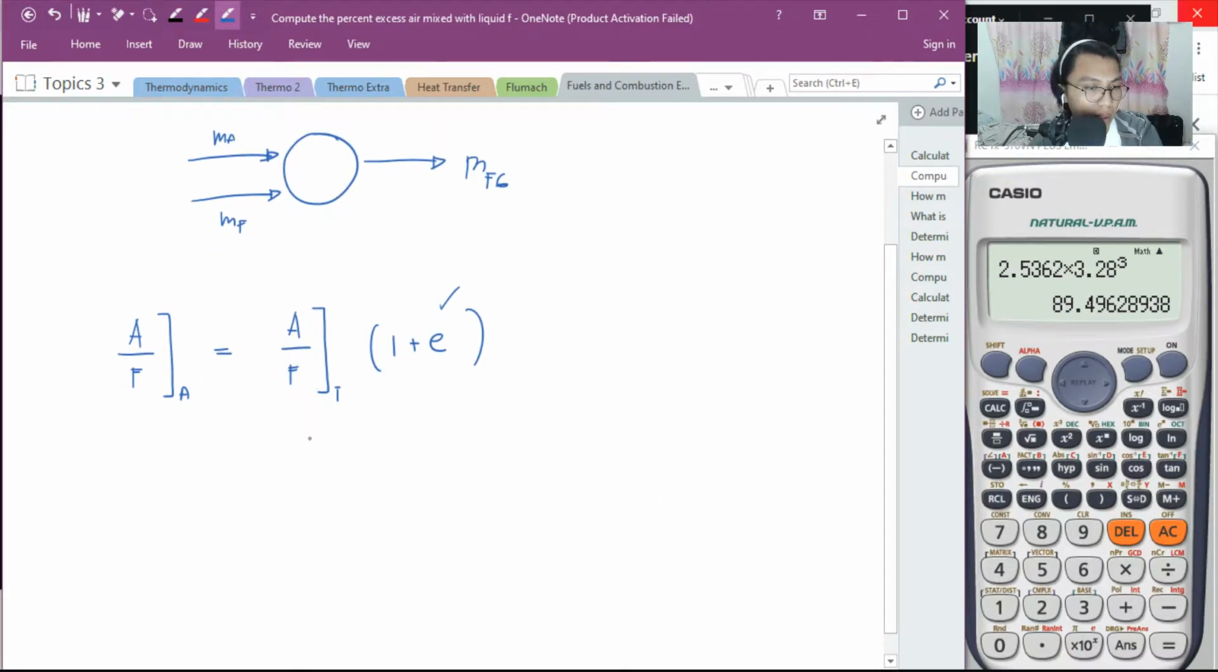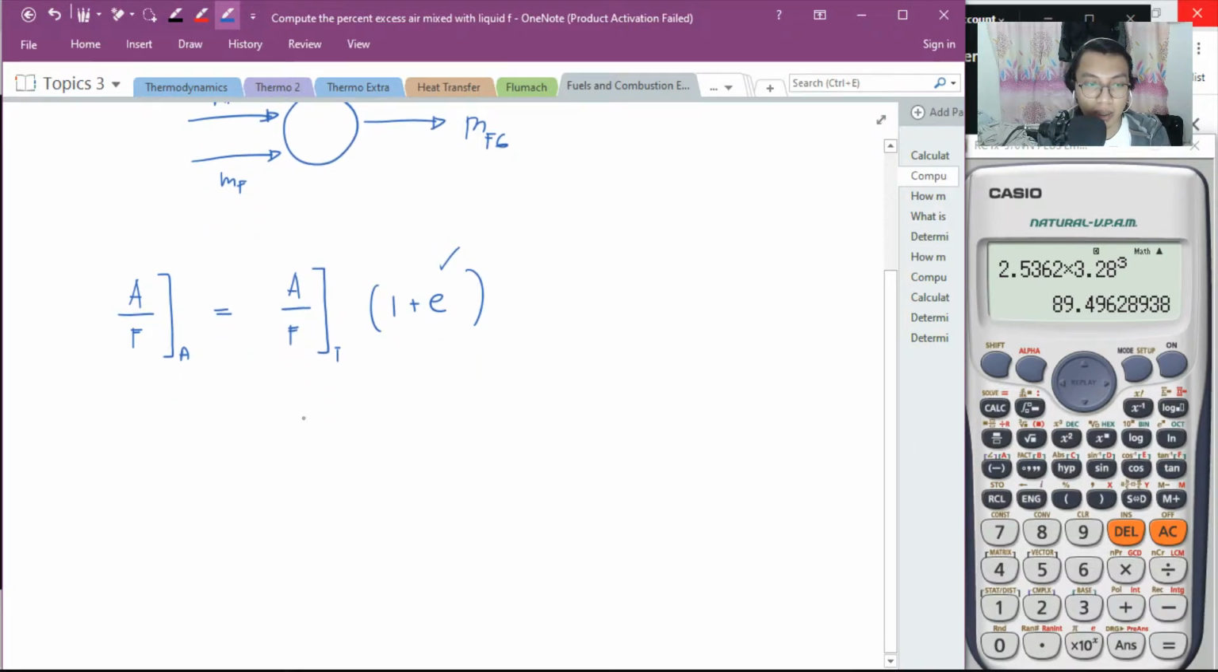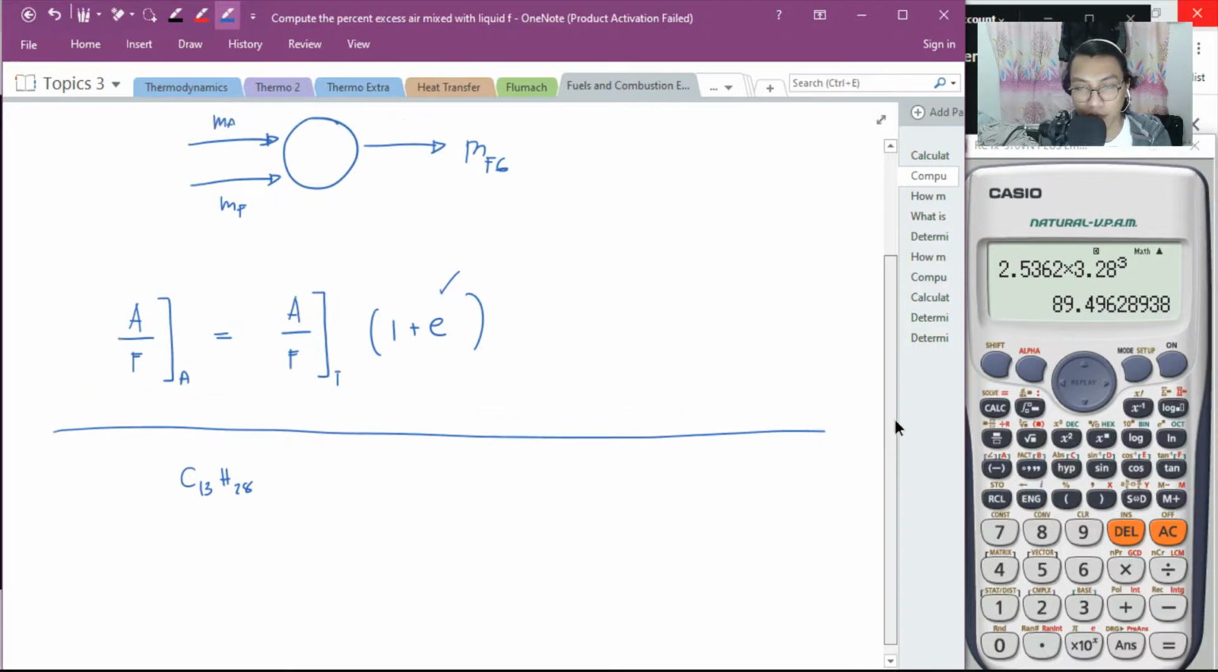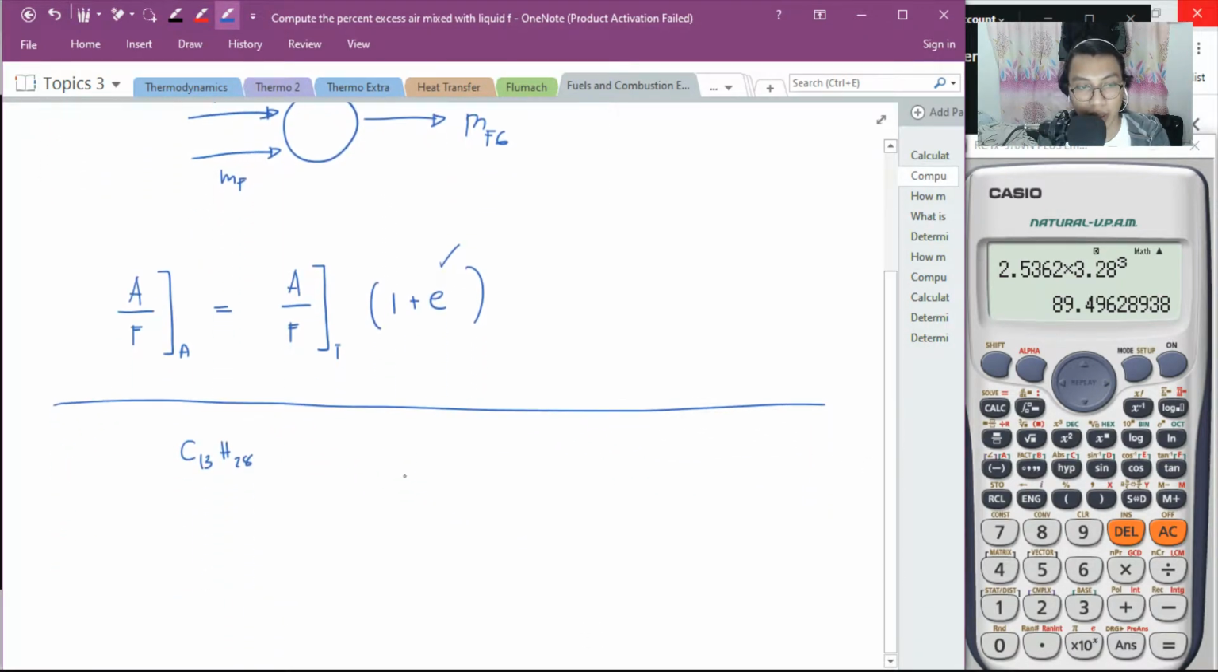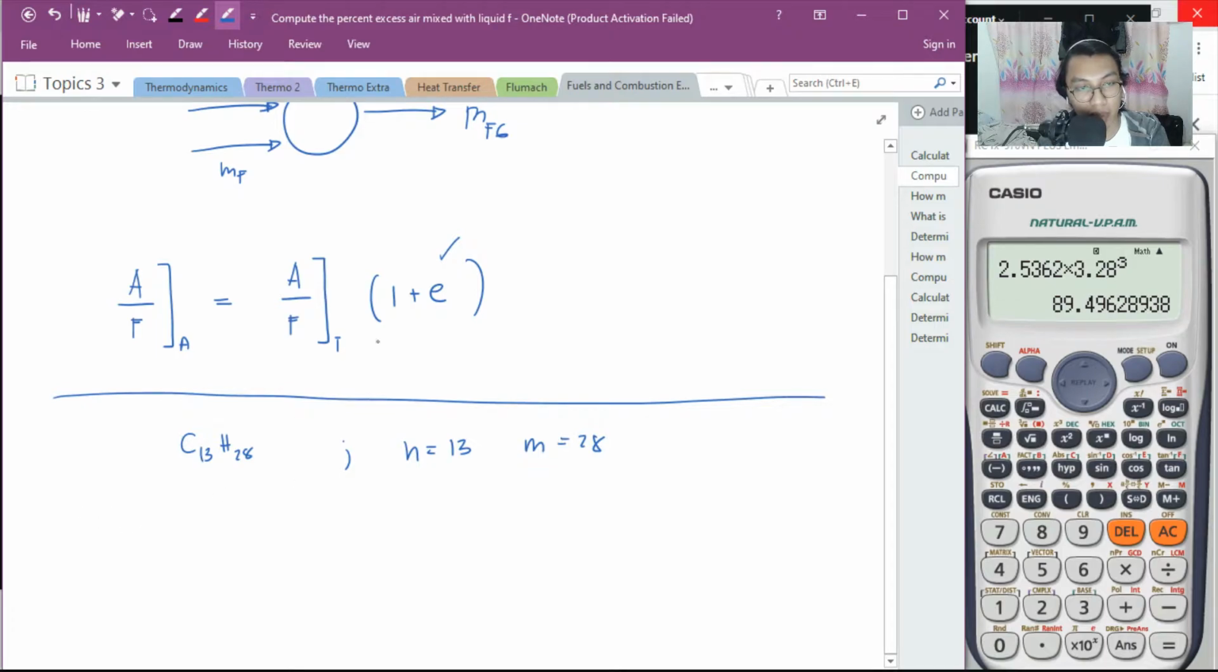Eh sir, meron tayong given dyan na alkene. Di alkene yan, di ba? Sulat mo. Yung alkene mo, C13H28 ata yan, where N is equal to 13, M is equal to 28. Alam mo na agad para mahanap natin to. So, hindi natin mahanap yung actual? Yes. Pero mahanap muna natin yung theoretical.